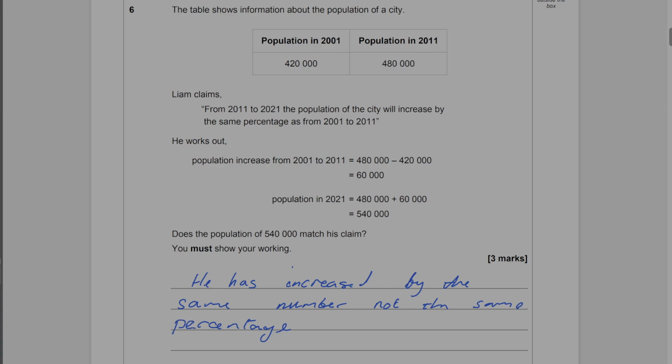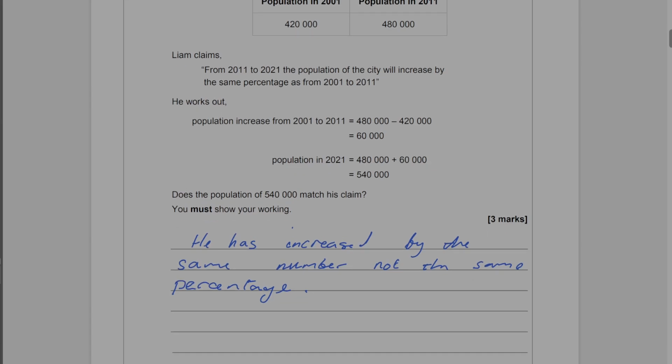Right, so I'm going to work out what it should actually be. So let's show what he should have done. So he should have done 480,000 divided by 420,000 and then times that by 480,000.